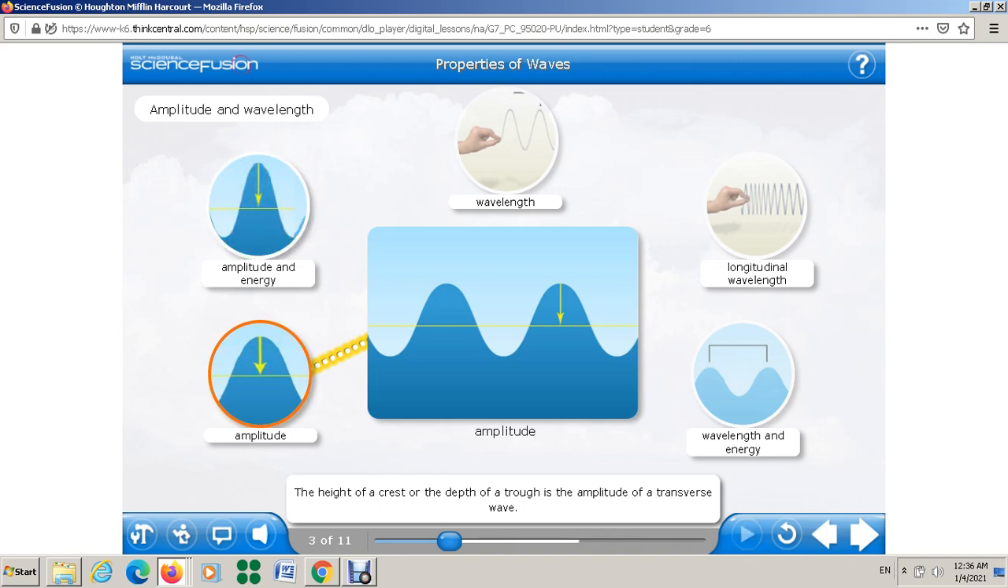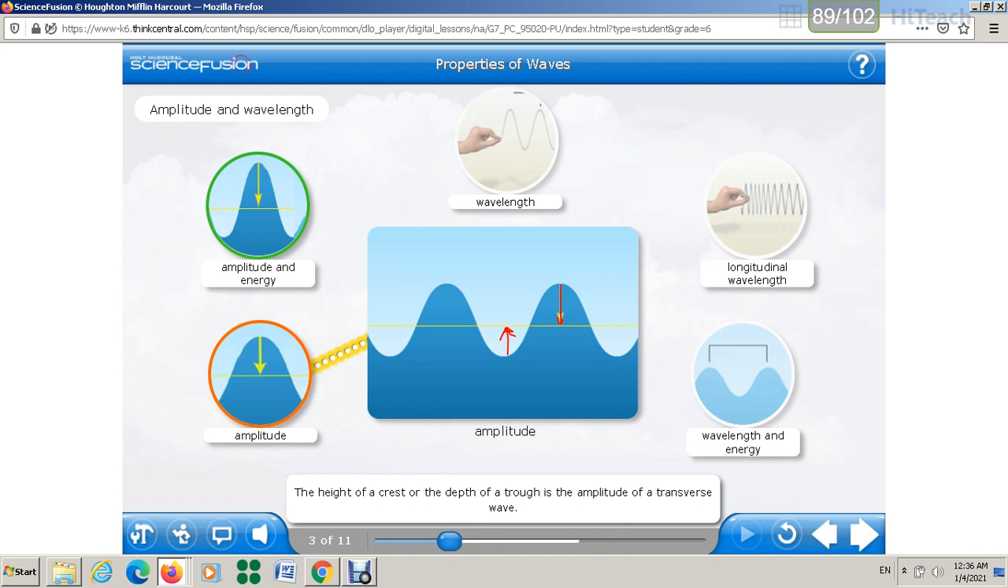Okay, again, to understand what the amplitude is, this yellow line is called the rest point. The highest point from the rest point, from the crest to the rest point, or the lowest point from the trough to the rest point, is called what? It's called the amplitude. So this is the amplitude.